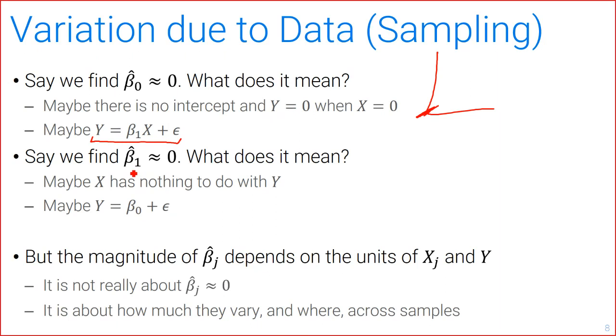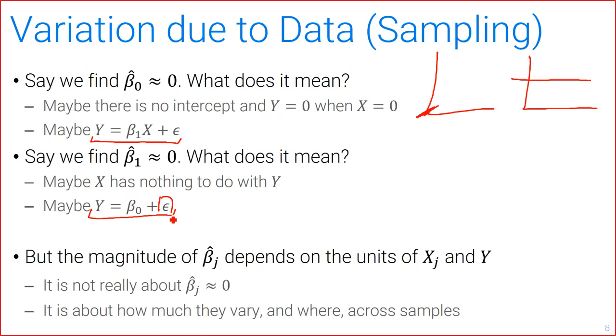And what happens when the slope, the beta 1, is very close to 0? What does it mean? Well, it means that maybe x has nothing to do with y. They are basically independent. So essentially the line would be flat. There's no relationship with x. So maybe the true model is something like this: there's only an intercept, but no relationship with x1. All we observe is basically random noise.